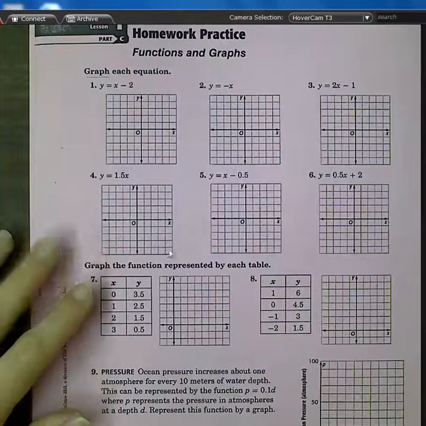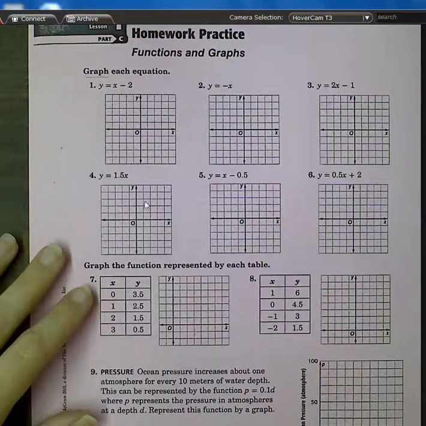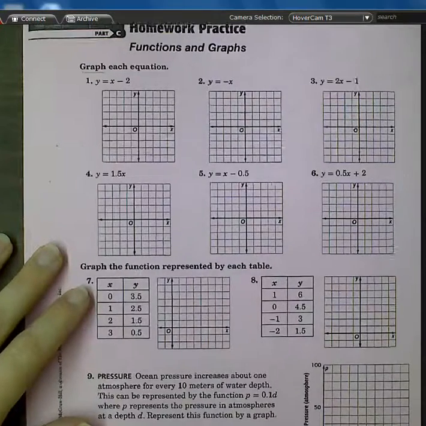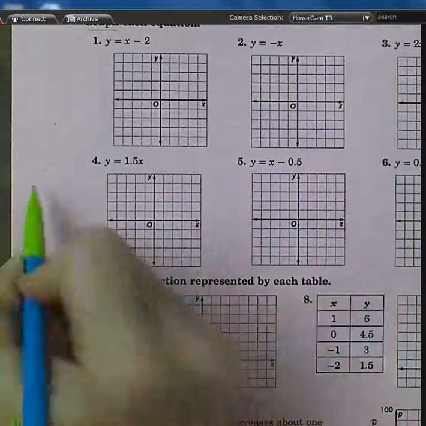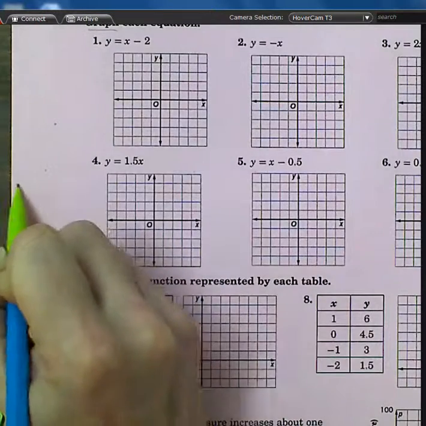And notice that today they have all 4 quadrants here, which means when we pick numbers, we have to pick some positives and some negatives. But we're always going to pick really easy ones. So for instance, we're going to do number 4 together. And I'm going to make a function table.